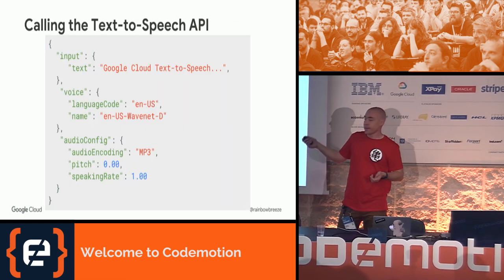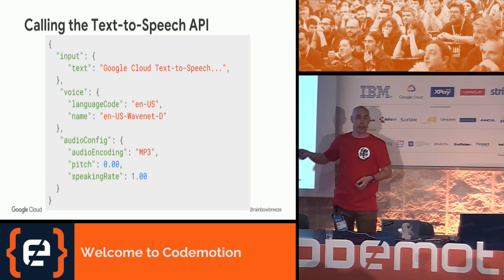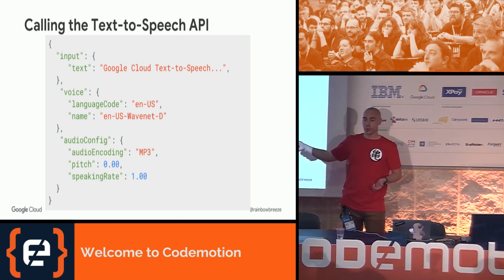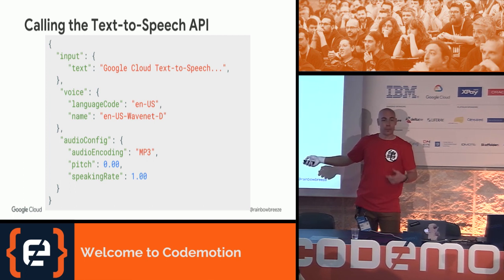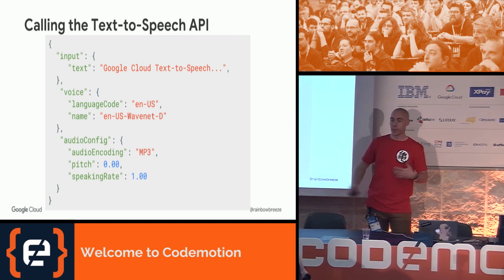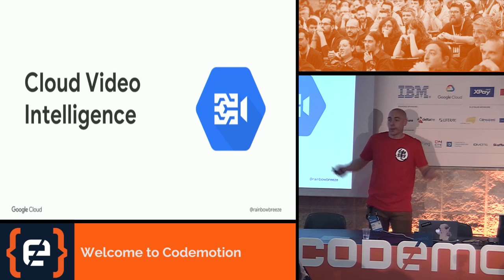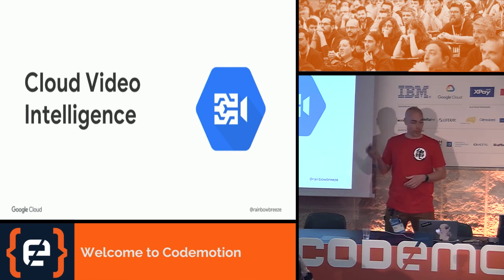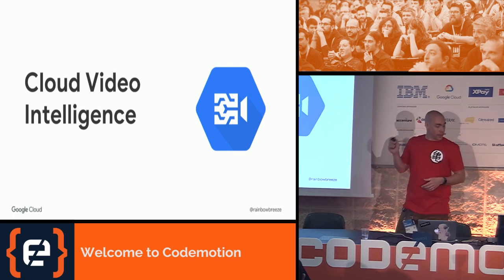Very easy, you pass the text, you define some parameters, the language, the kind of network you want to use, the output format, some other parameters like how quick it should be, and you obtain your result, the audio file with your result. Last but not the least, Cloud Video Intelligence.